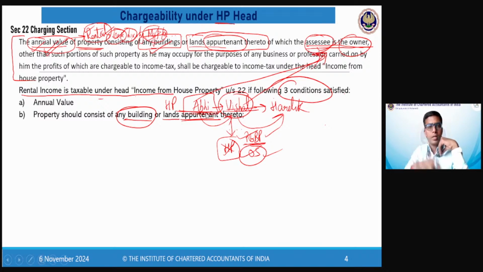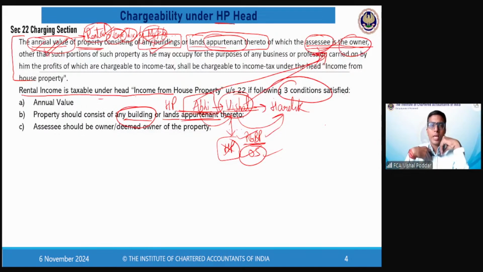Then comes a third condition. Now this condition: if the assessee himself is a tenant, the income which this tenant assessee is getting will not be covered under the head HP. This is called subletting. So I have taken it on rent, so it is the first letting, and then I am further giving it on rent. It is called subletting. So whatever rent I get from subletting will not be my business income, will not be my house property head income.